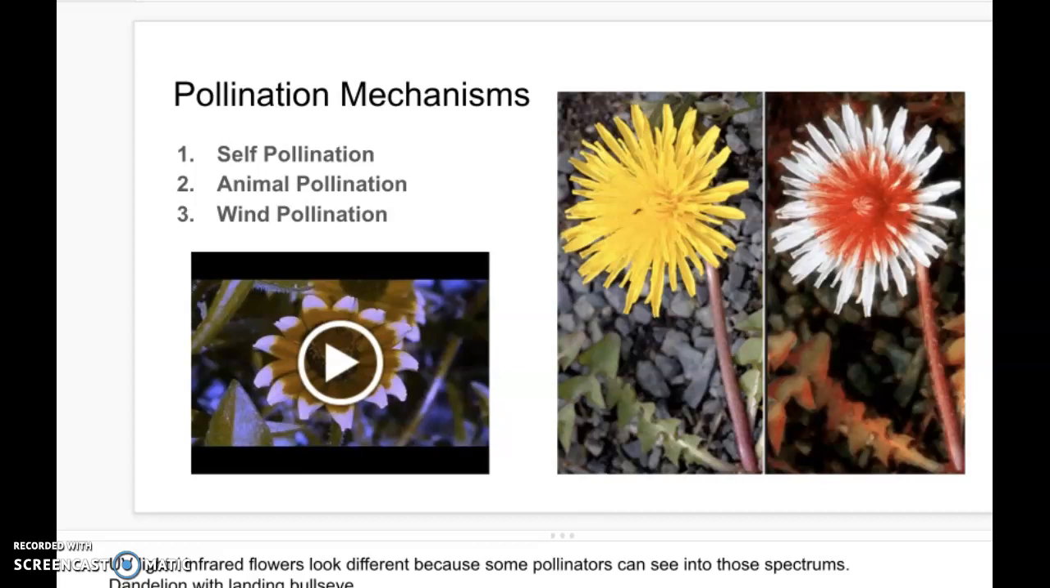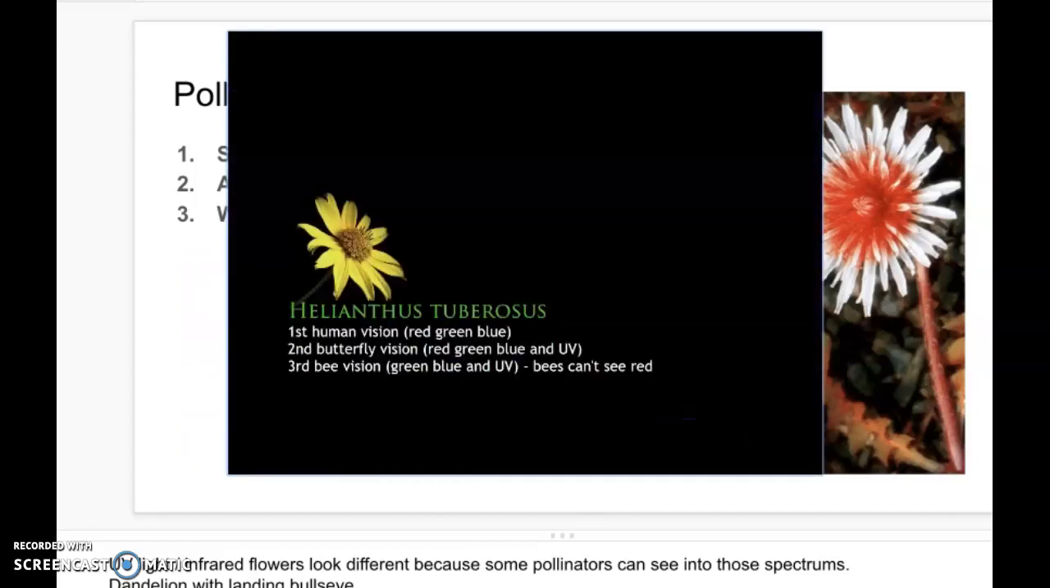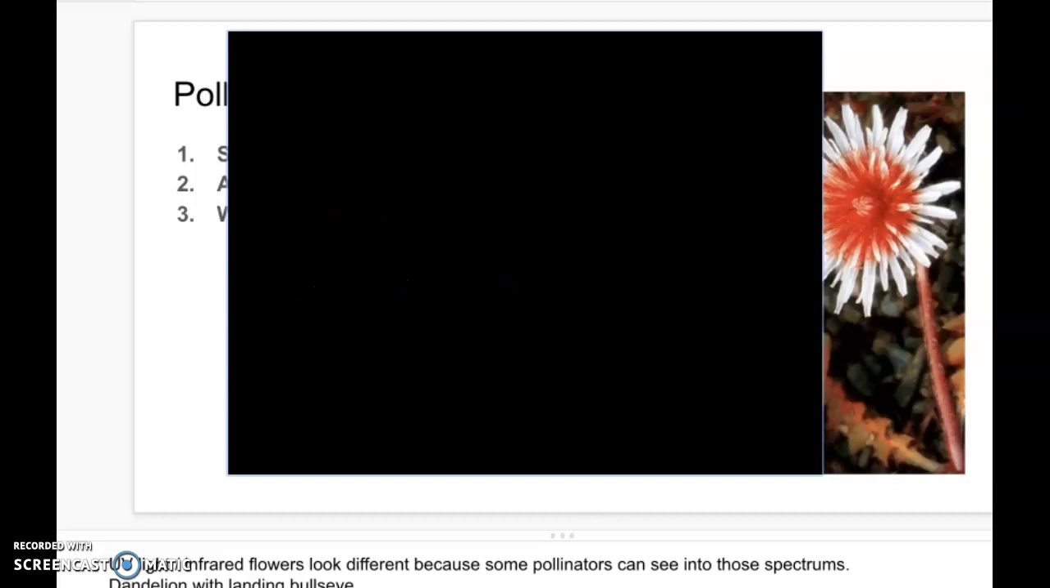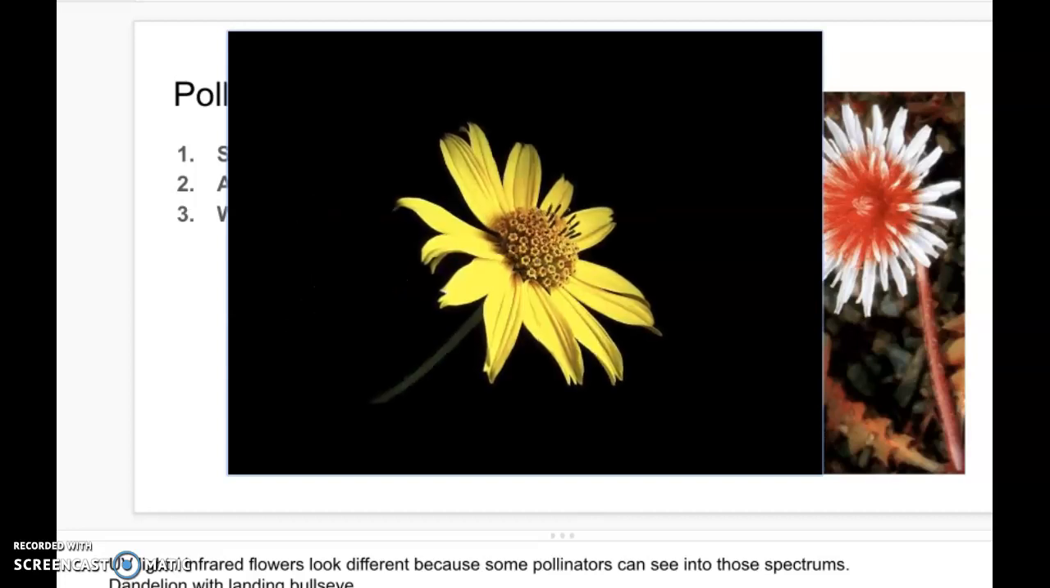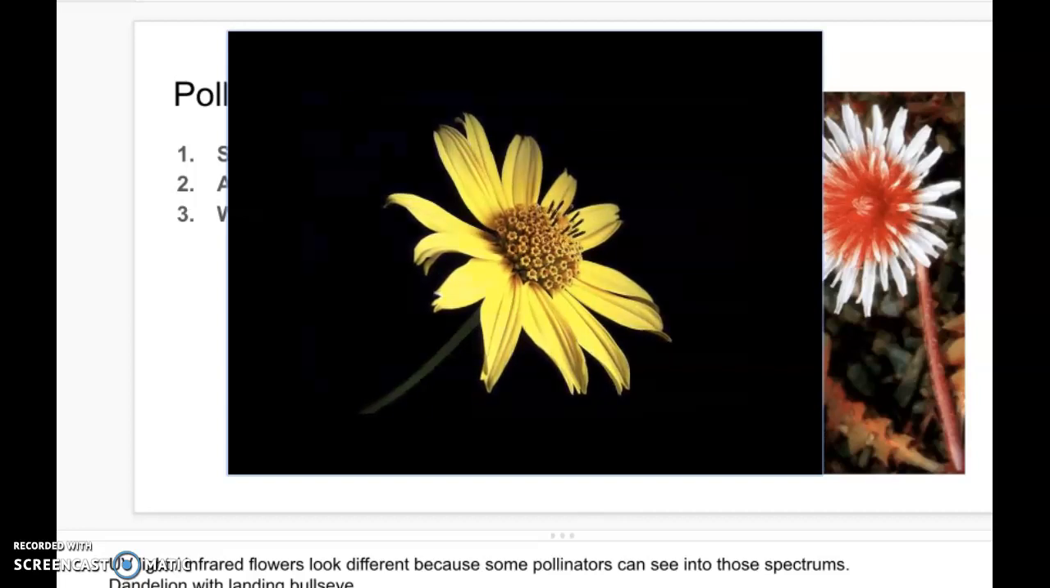You also have different colors of flowers that attract different pollinators. I'm going to play you a brief video that shows how different animals, or in this case insects, view flowers. So the second is going to be the butterfly vision, and the third is going to be what the bees would see. So this is how humans see the flower.